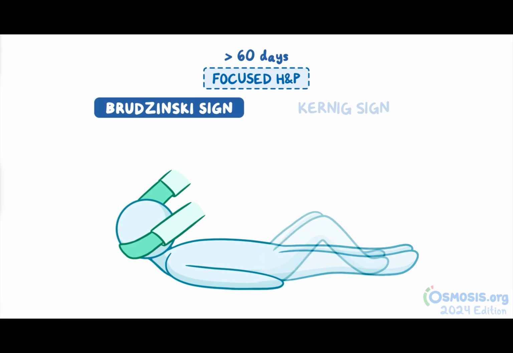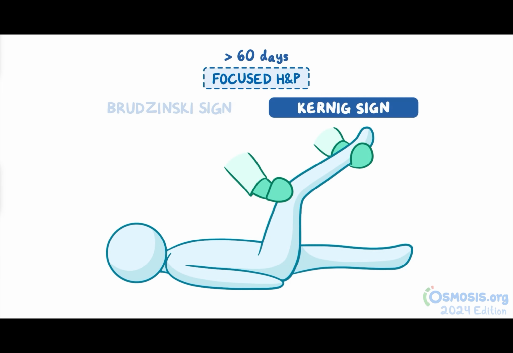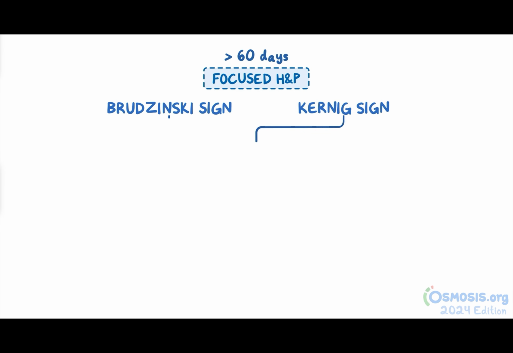If the child's hips and knees bend with neck flexion, the Brudzinski sign is positive. On the flip side, to check for the Kernig sign, flex one of the child's legs so the hip and knee are both at 90 degrees. Next, passively extend the knee, and if you can't extend it to 135 degrees without resistance or pain, or if passive knee extension causes the opposite knee to bend, the Kernig sign is positive. Either of these signs, when positive, suggest meningeal irritation.